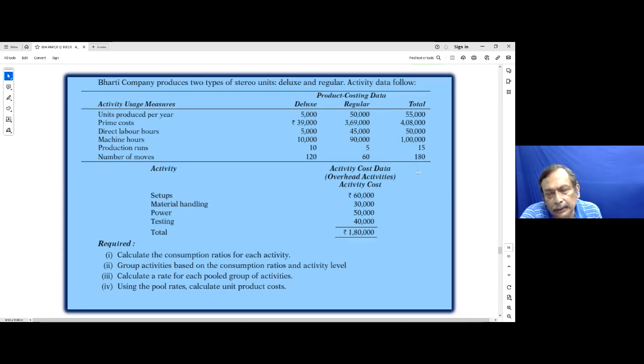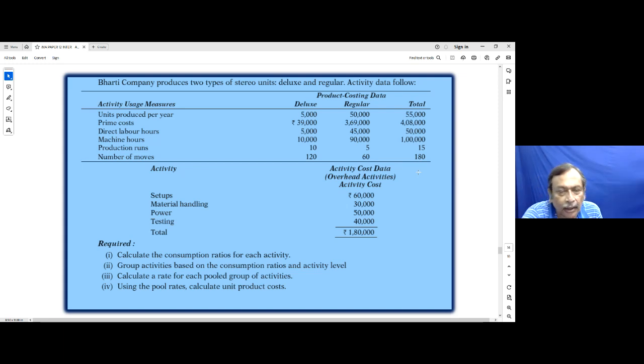Production runs 10, 5, 15. Number of moves 120, 60, 180. Machine hours 10,000, 90,000, 1 lakh. Direct labor hours 5,000, 45,000 and 50,000. Now, total is 50,000, but machine hours are more. So machine hours here are predominating because machine hours are more as compared to the labor hours.